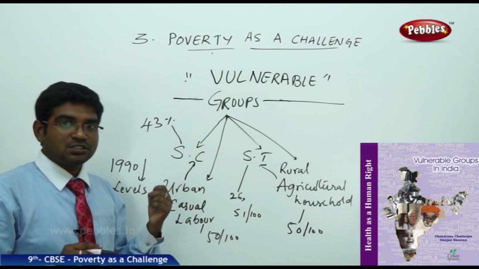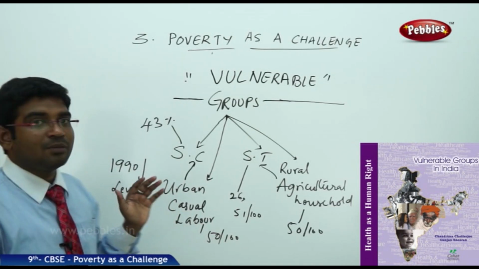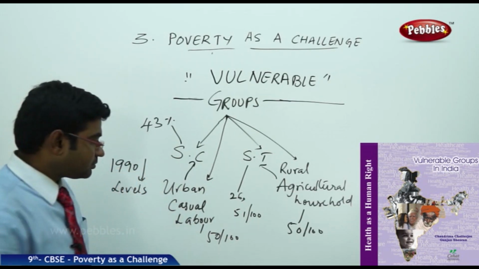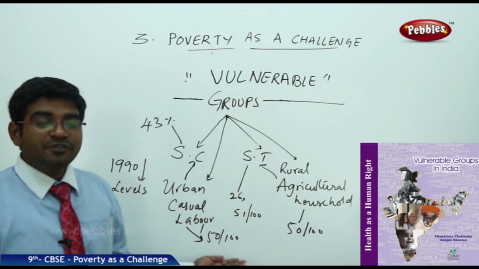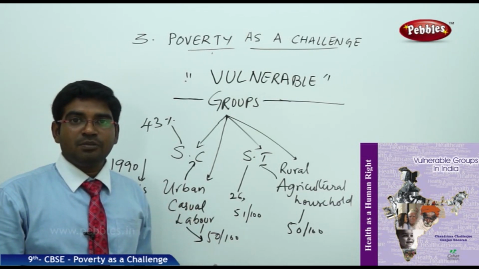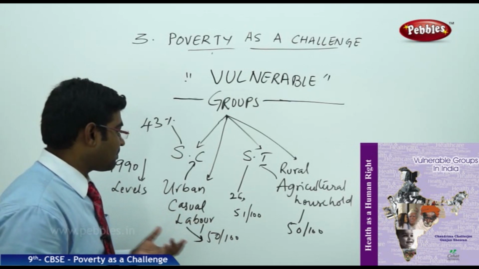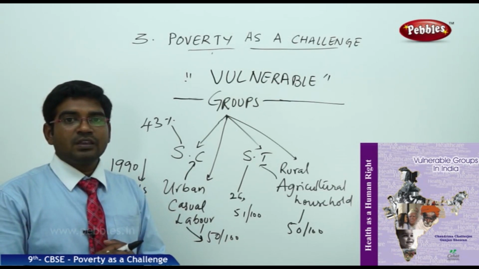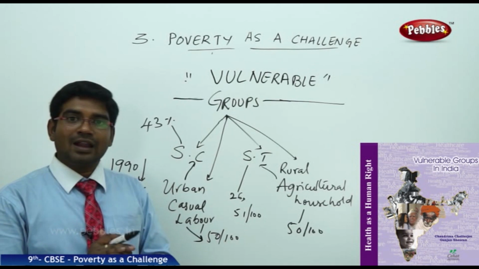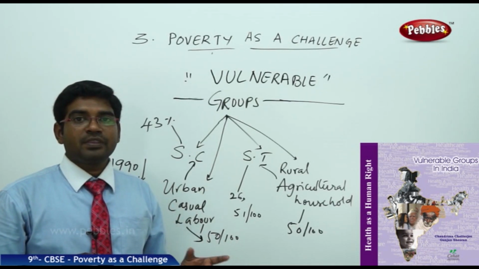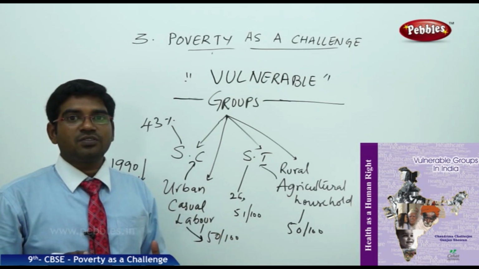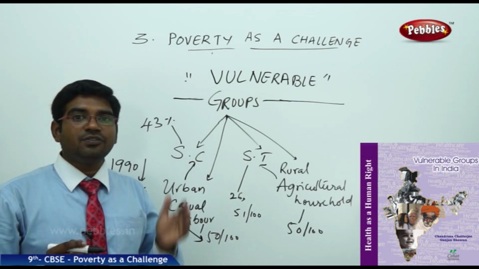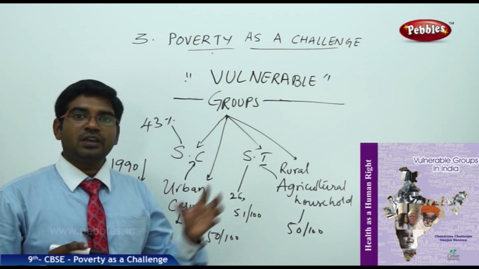And coming to the scheduled castes, a considerable number, that is 43% of the scheduled castes, come under the poverty line. Among urban casual labor, out of every 100 people, 50 are below the poverty line. When we talk about urban casual labor, take a rickshaw puller who pulls the rickshaw from morning to evening and earns hardly 50 or 100 rupees, and he has to feed his family, his wife and his children, take care of himself, and pay the rent of the rickshaw he hired. So at the end of the day he may not even get 50 rupees. How can he manage his responsibilities?